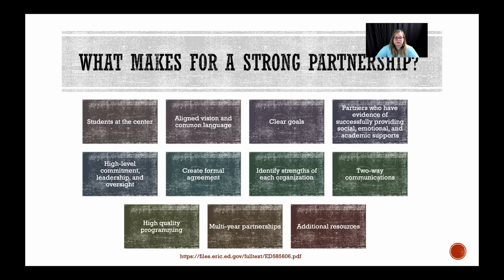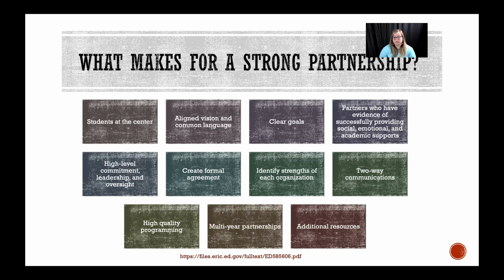Identify the strengths of each organization in order to provide a continuum of supports for students before, during, and after school, from enrichment to intensive case management services, while avoiding overlaps and redundancies across organizations. Building open two-way communications both formally and informally, to build trust, transparency, and effectiveness among schools and the community partners. Committing to implementing rigorous standards and training to ensure high-quality programming.